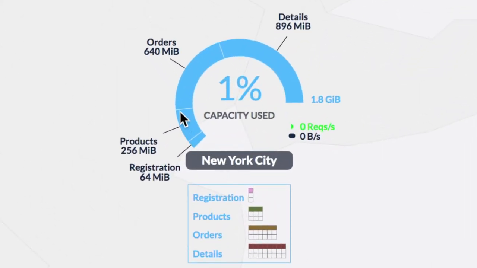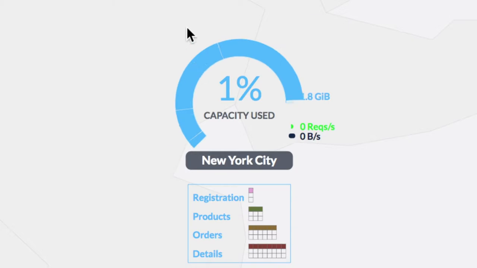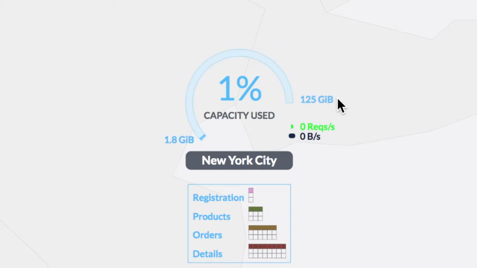If you hover around the outside edge, you can see the distribution, kind of as a pie chart, of where data is stored in the database. This is a very simple simulated database of only four tables. They go from smallest, registration, to largest, details. Over on the right side here, you can see the total amount of storage that this node can accommodate, 125 gigabytes. It's only 1% capacity used.